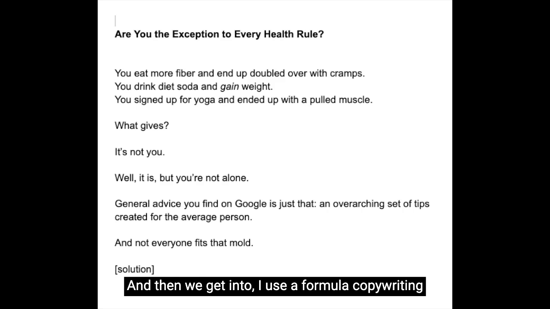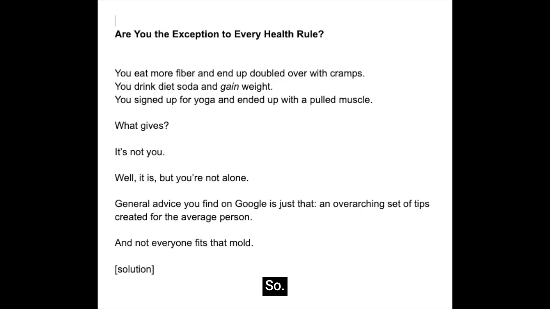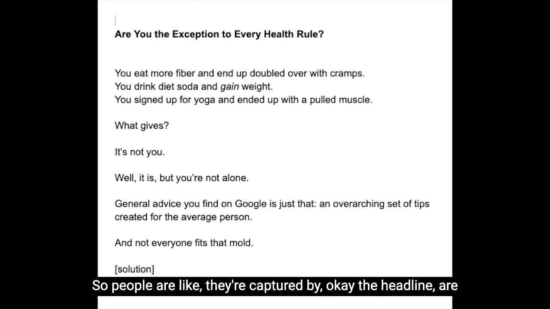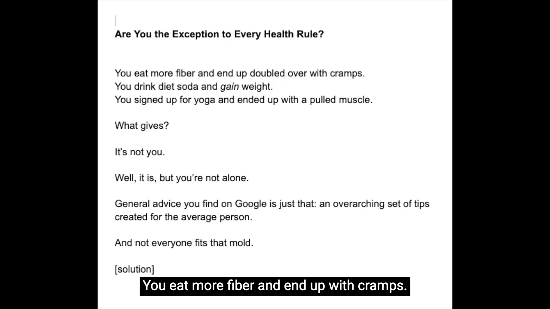And then we get into a copywriting formula I use called PAS, for problem, agitation, solution. This is what I use for a lot of copy. You start with the pain. People are captured by the headline: yeah, I feel like I'm the exception to every health rule. And then the pain, where one of these may really hit home for the reader. You eat more fiber and end up with cramps. So you think you're doing something good by eating more fiber, and you end up in worse shape.